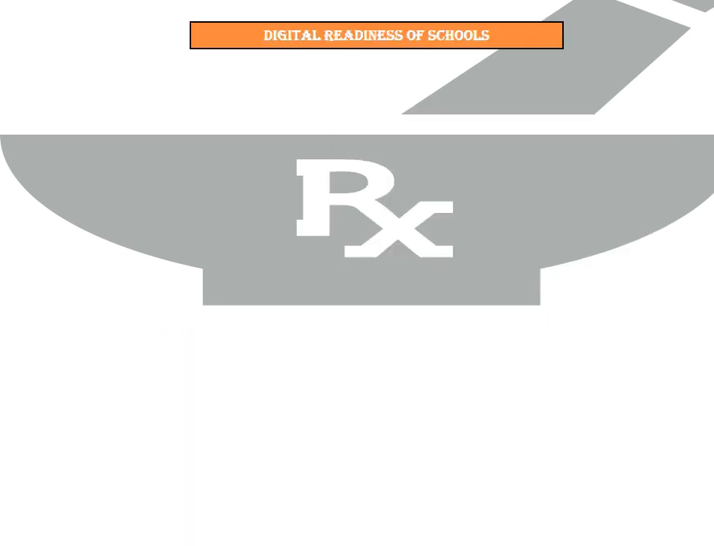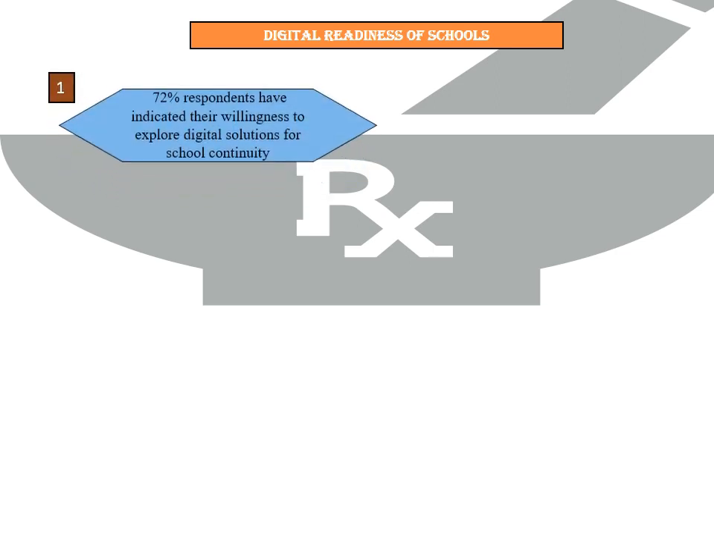If we see the digital readiness of schools, first, 72% of respondents have indicated their willingness to explore digital solutions for school continuity. So it's a big number, that the students in schools and the guardians are very much willing to have classes for their children through digital media. So 72% is a very good number.